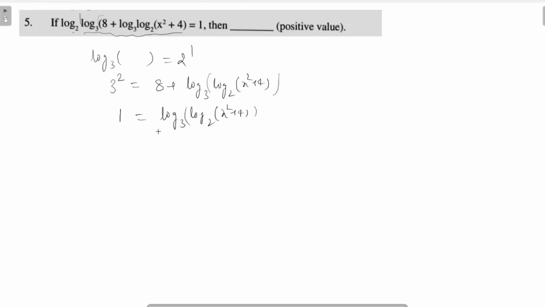Then again I will do this, 3 to the power 1 will be equal to log x square plus 4 to the base 2. Then again next step, I say that x square plus 4 will be equal to 2 to the power 3. Then x square will be equal to 8 minus 4. So x square will be equal to 4. So x is going to be equal to 2.